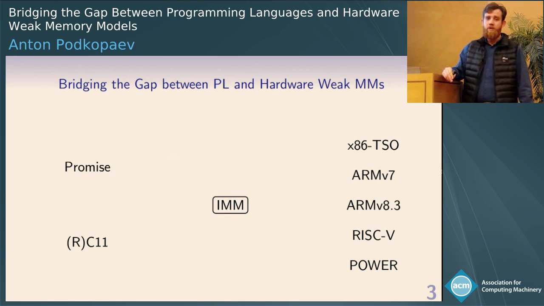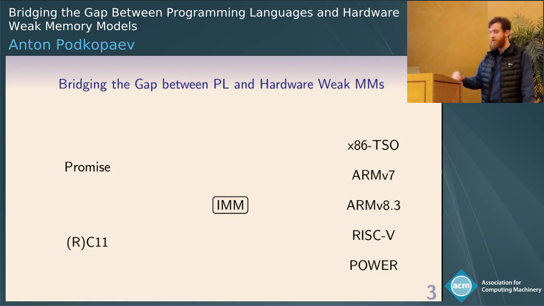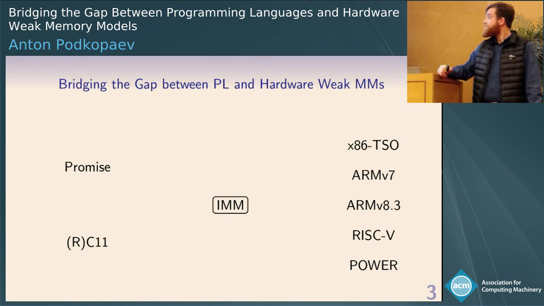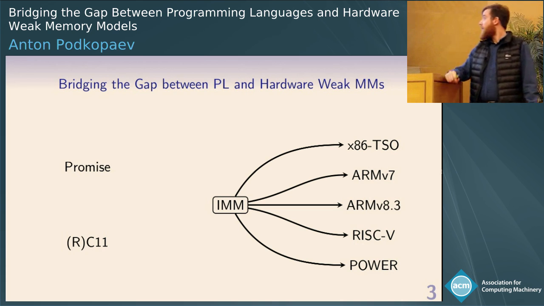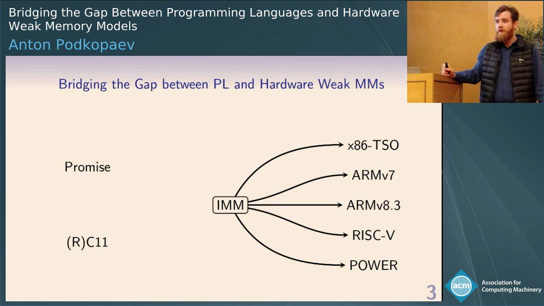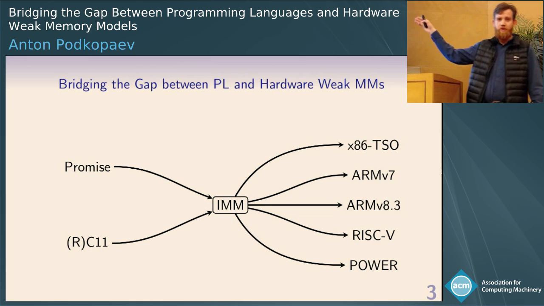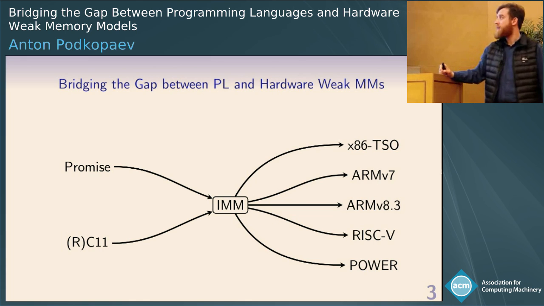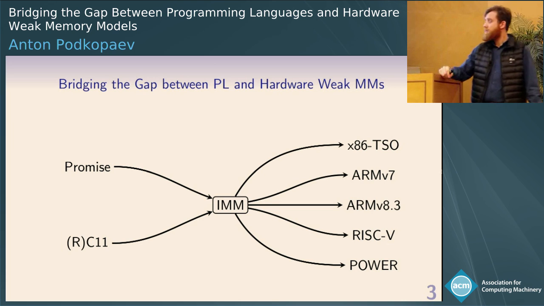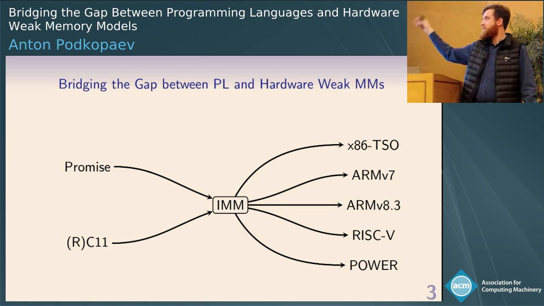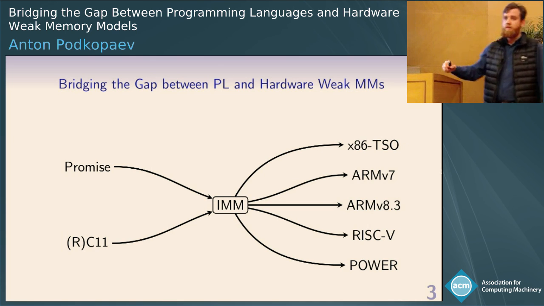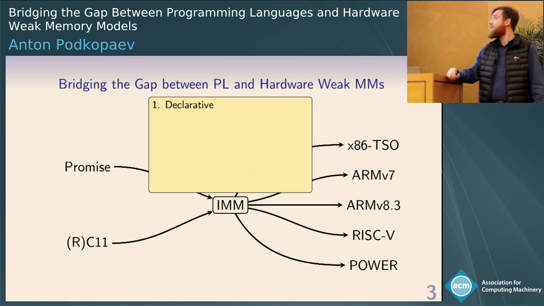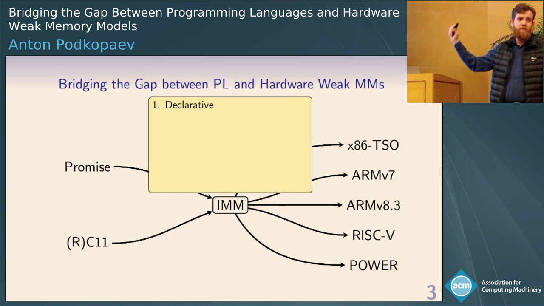First of all, we introduced a new memory model, IMM, which stands for Intermediate Memory Model. We proved that it's an abstraction for all mentioned hardware memory models. We showed correctness of compilation from the listed programming language memory models to this IMM, and via transitivity, we got all possible correctness of compilation results in this diagram. Let me say a couple of words about the model itself. First of all, it's declarative, as are all the mentioned hardware memory models.